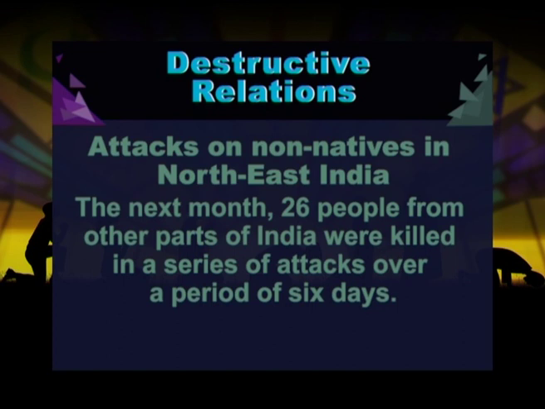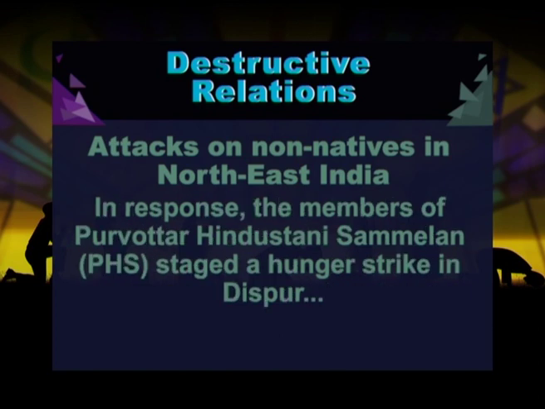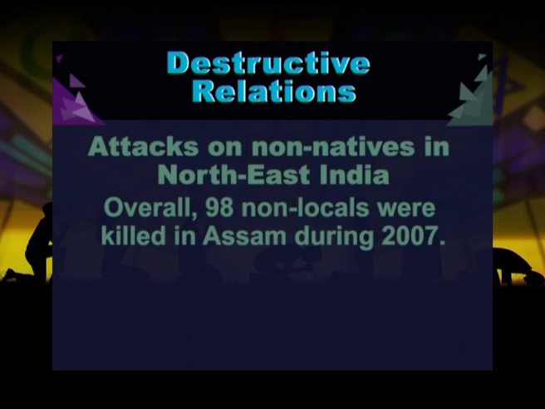The next month, 26 people from other parts of India were killed in a series of attacks over a period of 6 days. The police blamed the United Liberation Front of Assam and the Karbi Longri National Liberation Front for the violence. In response, members of Purvottar Hindi Sammelan staged a hunger strike in Dispur to protest against the merciless killings of innocent and defenseless Hindi-speaking people. Overall, 98 non-locals were killed in Assam during 2007.